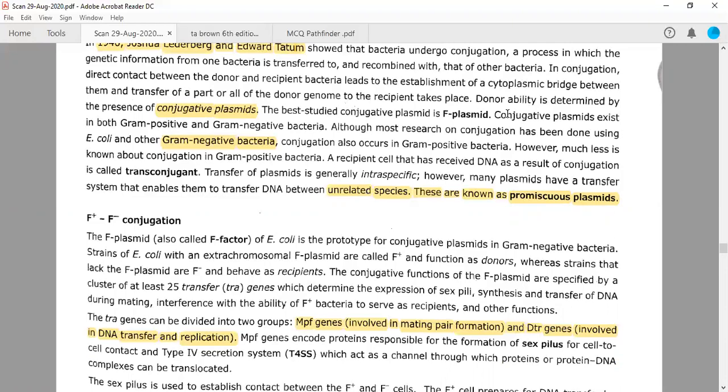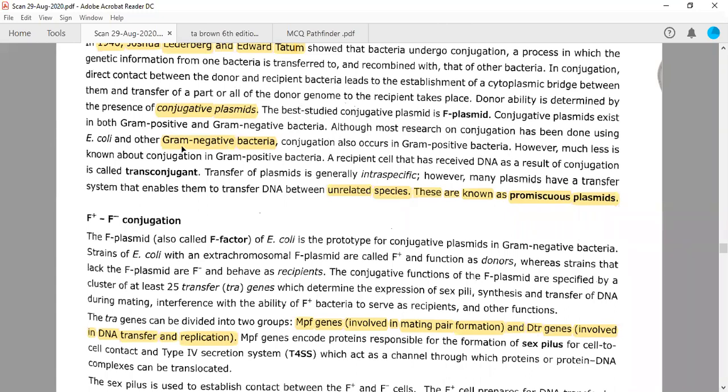And the second thing is this F plasmid, though it is present in both gram positive as well as gram negative bacteria, most of the research is going on in gram negative cells. For example, in E. coli, we have studied E. coli mostly.